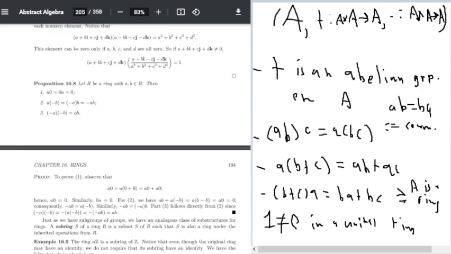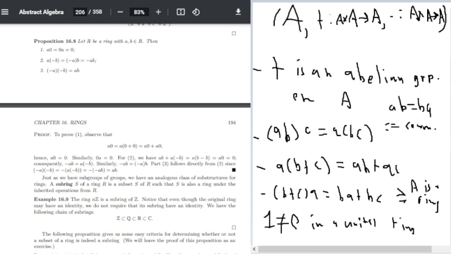Proposition 16.8. We're going back to the abstract ring theoretic stuff. Let R be a ring with a, b elements in R. Then a times 0 equals 0 times a equals 0. This is the absorption property of 0. a times minus b is equal to minus a times b is equal to minus ab. And negative a times negative b equals ab.